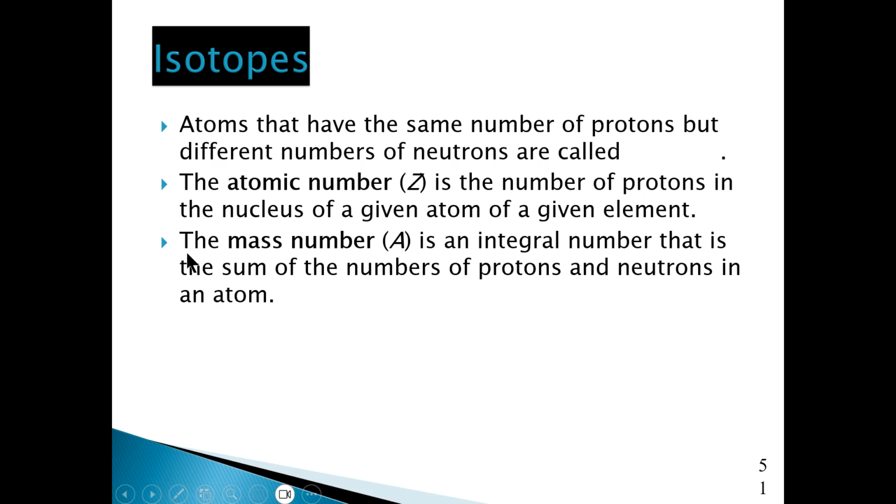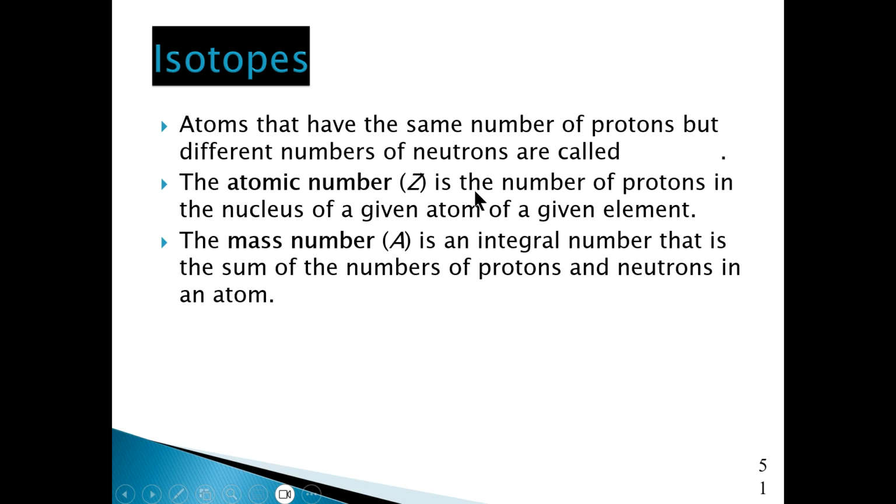But there's another term I need to introduce to you, and that is called the mass number. The mass number is the total sum of the number of protons and neutrons in the nucleus of the atom. So please note the difference between the atomic number and the mass number.